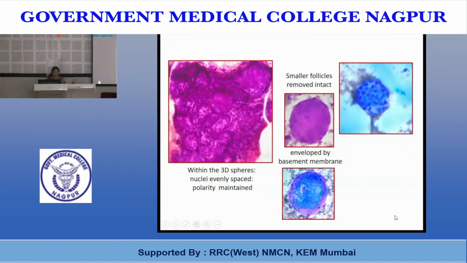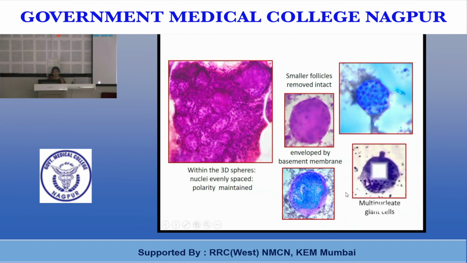Now, within these three-dimensional spheres, always try and do the fine adjustment, and you will see that the nuclei are evenly spaced all throughout the three-dimensional sphere. I'm stressing on this because sometimes the smaller follicles are removed intact, and then they are enveloped by a basement membrane. You can see it out here. And then we think, is it a multinucleated giant cell or is it an intact follicle? But look for these evenly distributed nuclei. You will know the polarity is maintained, and it will help you differentiate the two.